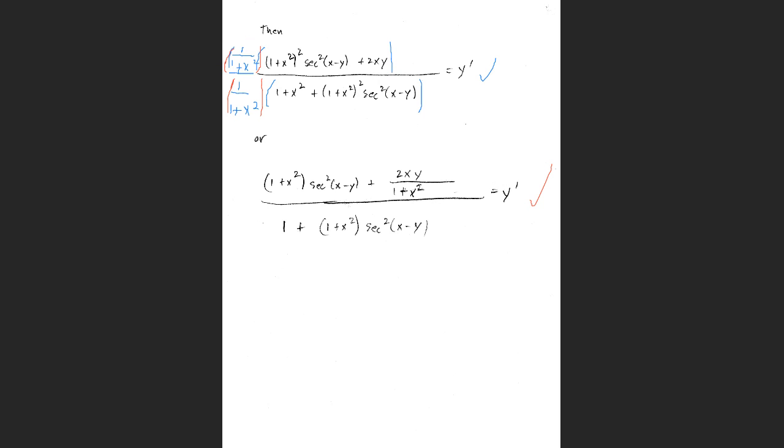But they make note in the book, if you look in the book, this expression here, since the tangent of x minus y equals y over 1 plus x squared, this is the same by virtue of the original equation as 2x times the tangent of x minus y. It's really an amazing problem.